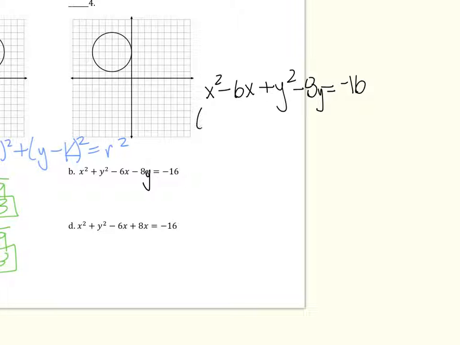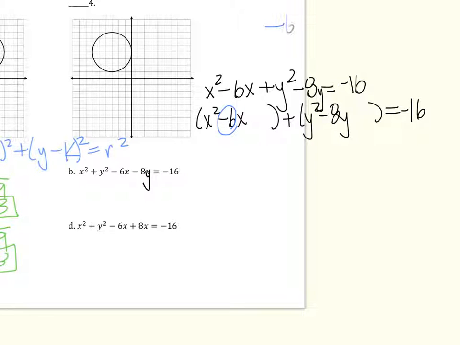Okay, so let's do what we have to do first. First, we're going to corral the x's. So x squared minus 6x plus y squared minus 8y equals negative 16. Then I'm going to complete the square. So I'm going to grab my b value. So negative 6 divided by 2 is negative 3. Negative 3 squared is 9. So I'm going to add 9 to both sides.